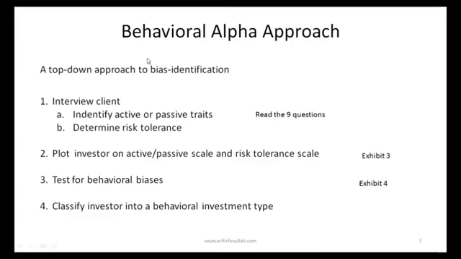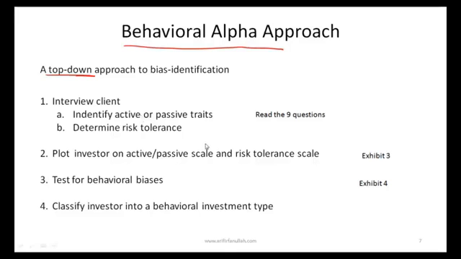So now we move on to what's called the behavioral alpha approach, which is a top-down approach to bias identification. Now, what do I mean by top-down? In the previous reading, what did we do? What we did was we looked at a whole laundry list of biases. Here are all the cognitive biases, here are emotional biases, and then we asked lots of questions to determine whether a given person exhibits a certain bias or not. So that was a bottom-up approach to bias identification, where you look at all biases and try to figure out whether a given person exhibits any of those biases.